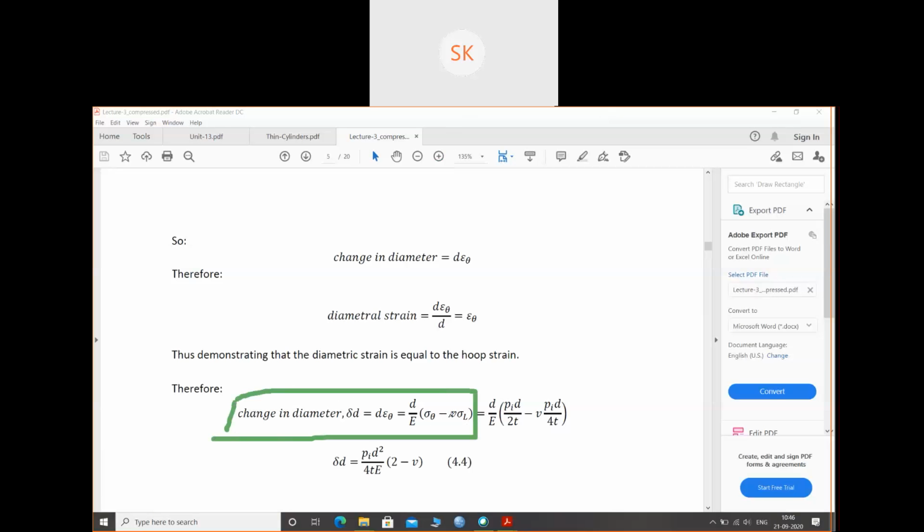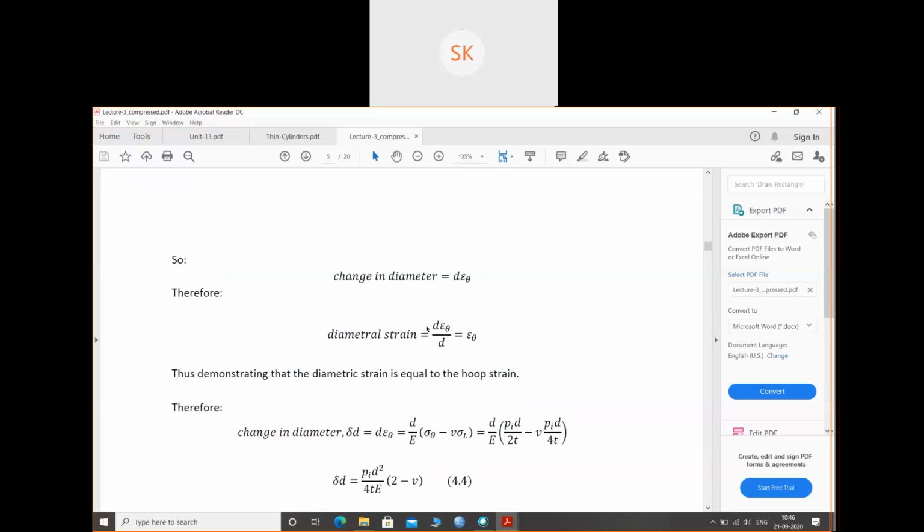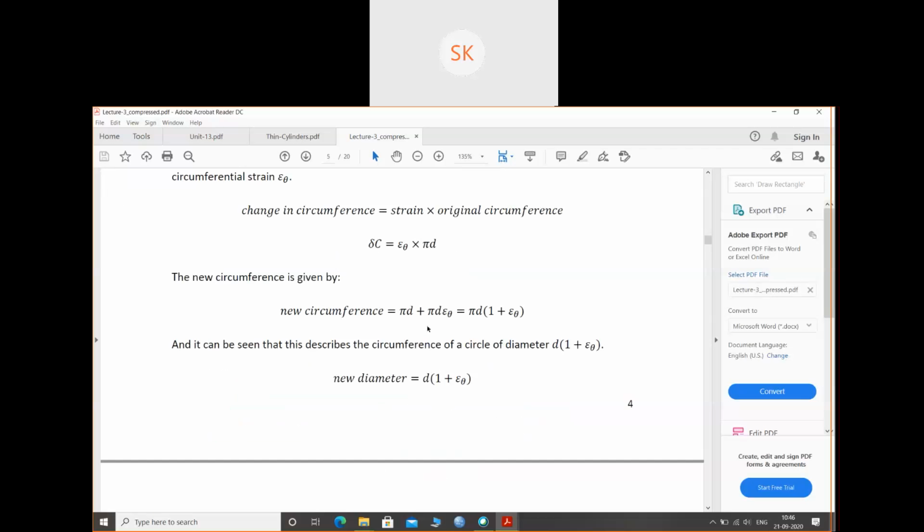Okay, this part. Put the value of sigma theta and sigma L, and you will get this value. Change in diameter was d e theta, and e theta is nothing but 1 by E into sigma theta minus Poisson's ratio into sigma L. Put the values, you will get this value. So go through the derivation, you will understand, nothing much to worry.